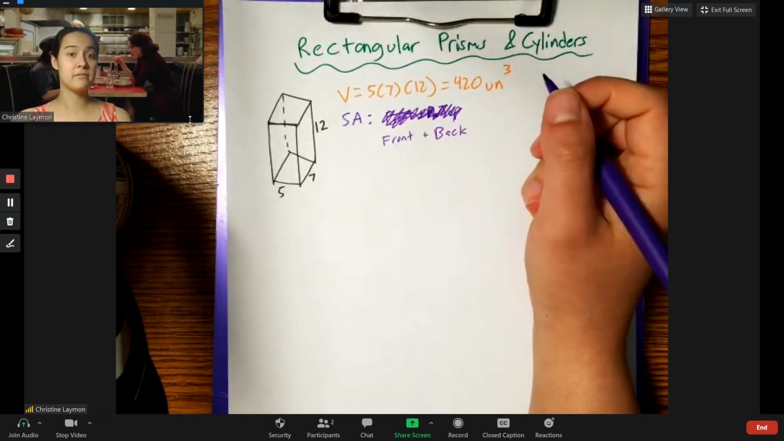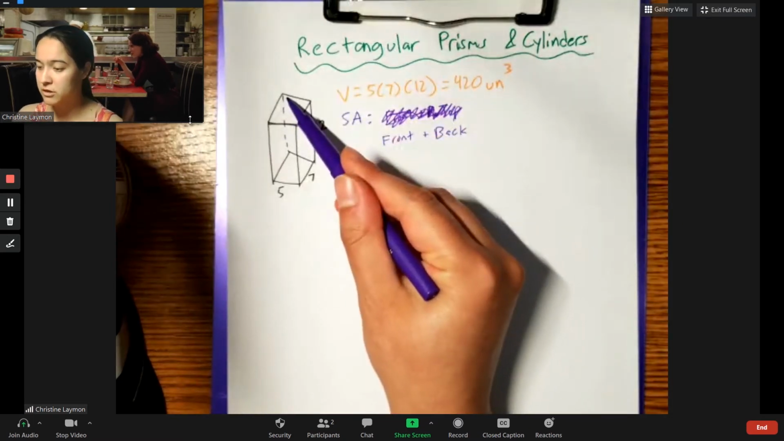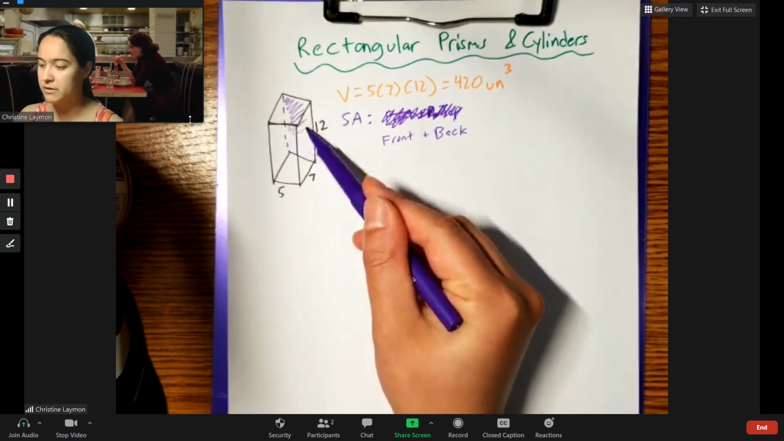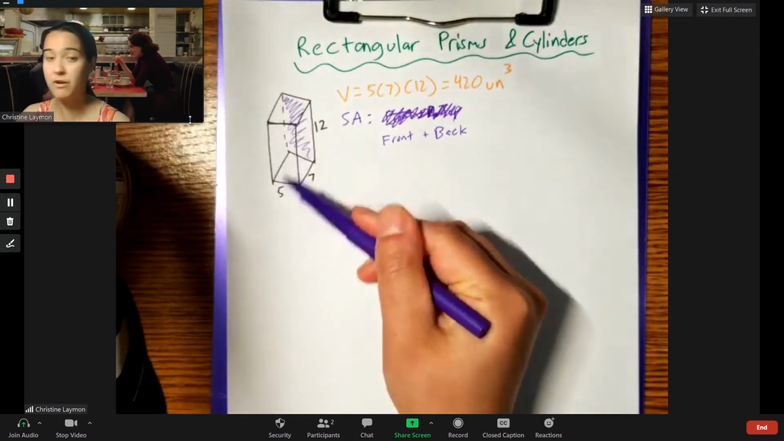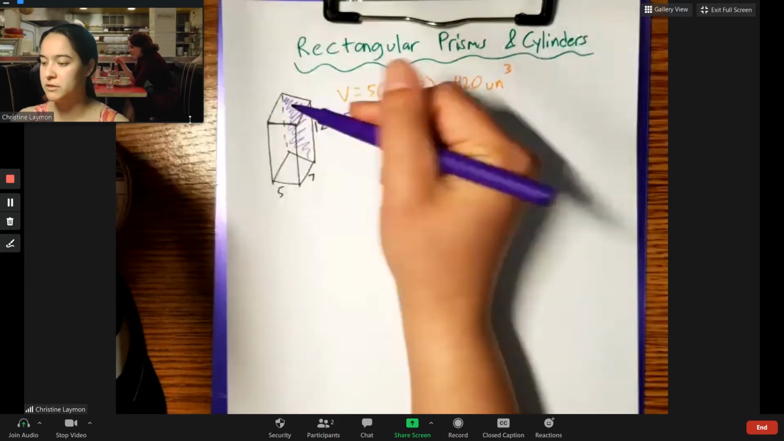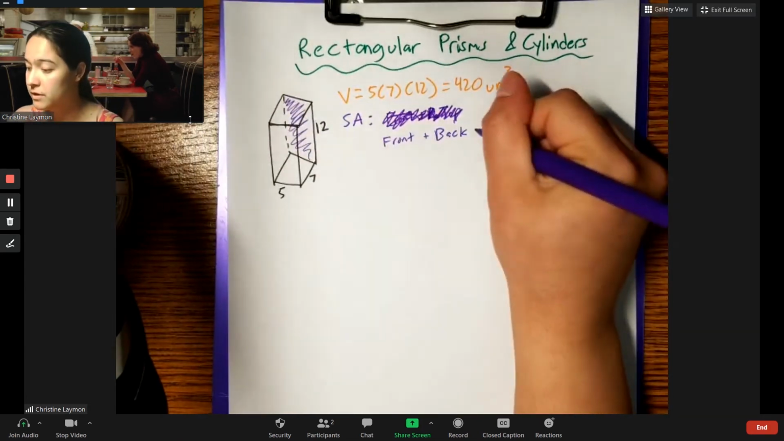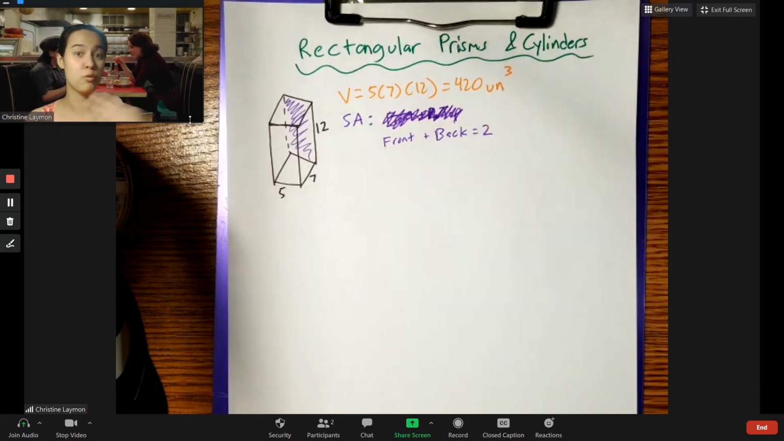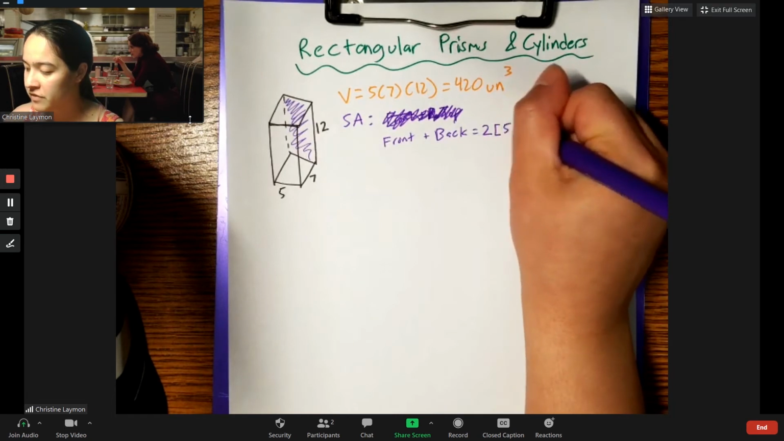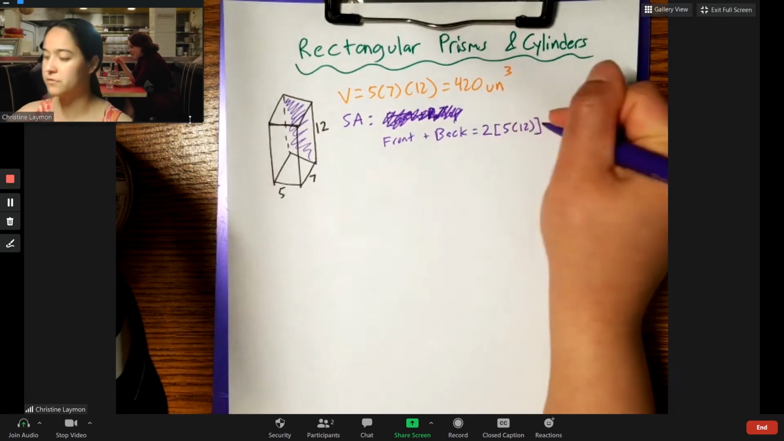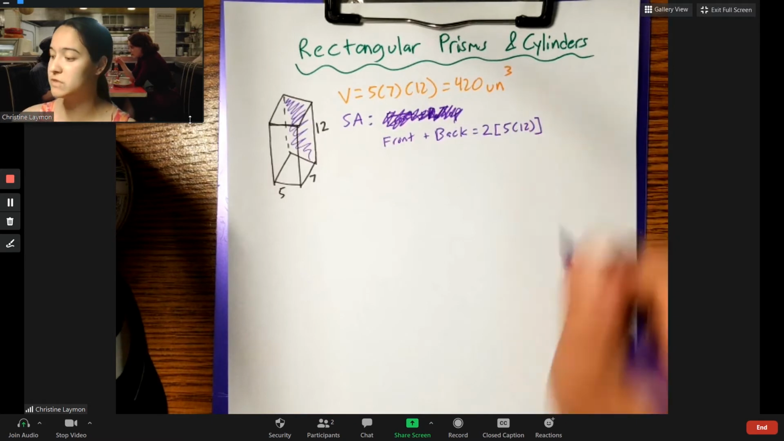Now front and back, they are going to be the same size. As I take a look at this, notice that, I'm going to try to shade it lightly here, this here is the back side, okay? And this one here, that would be the front side. So the dimensions of that back side are going to be 5 times 12. So we have 2 copies, one for the front, one for the back, and the dimensions are 5 times 12. Well, 2 times 5 is 10, and 10 times 12 is 120.